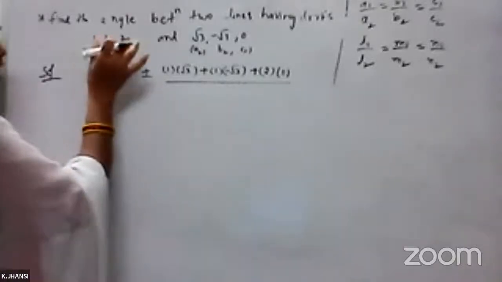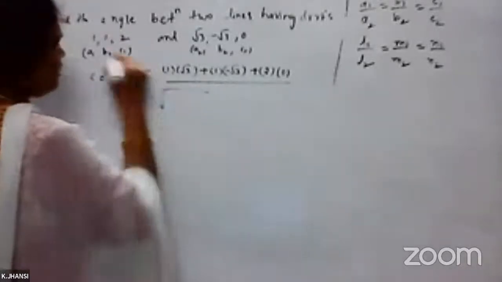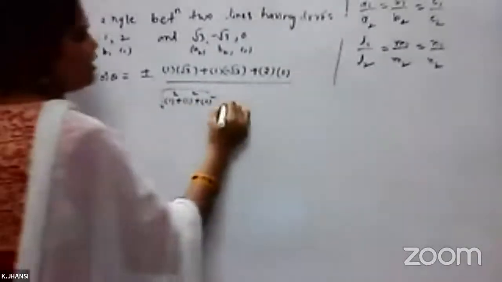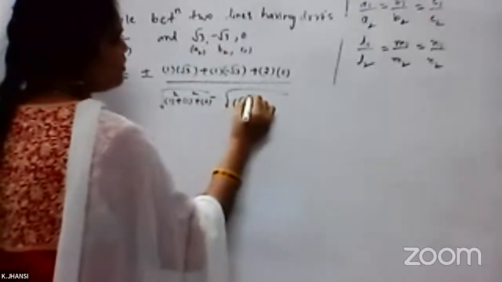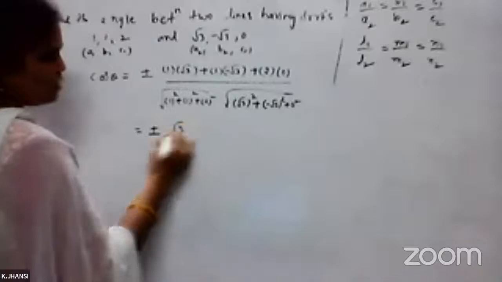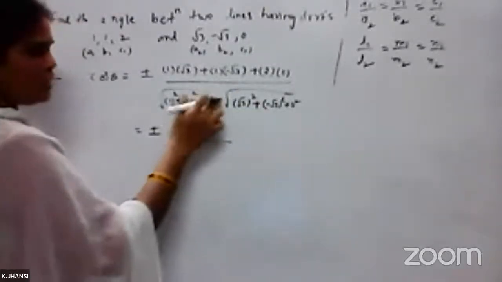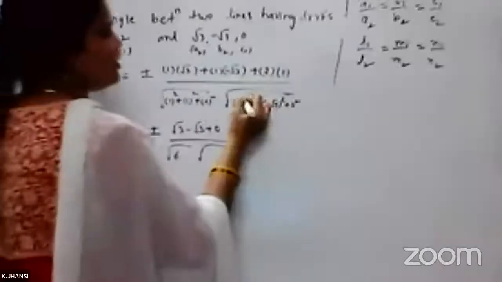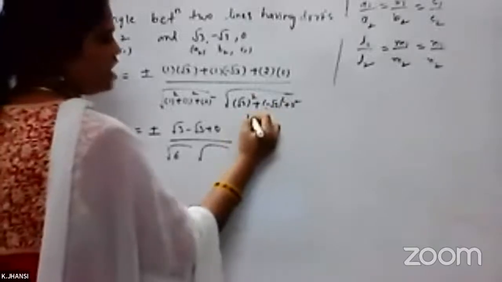Whatever the A1, B1, C1 are there, their squares we have to find: 1 square plus 1 square plus 2 square, into root 3 whole square plus minus root 3 square plus 0 square. So 1 into root 3 is root 3 and this is minus root 3, plus 2 into 0. In the denominator, 2 square is 4, these two are 1, it is root 6. Root 6, and here the root and square get cancelled, 3 plus 3 is 6, plus 0. So you will get root 6 into root 6.